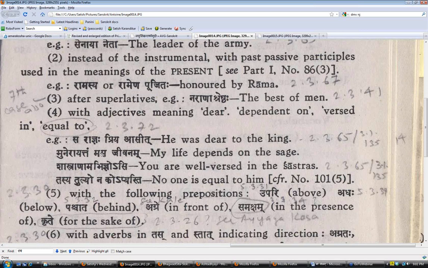I think this is also Sheshe Shashti. But take this for homework, if you find a better reason for this. Remember one thing, be careful: 2.3.65 was only for kartru and karma. This is not like that now. Depending on him is like an adhikaranam. So we don't go to 2.3.65 and all that. That's only for kartru, karma, kriti. I don't think it qualifies for that. So this is probably going to be Sheshe, 2.3.50 Sheshe. But take it for homework.